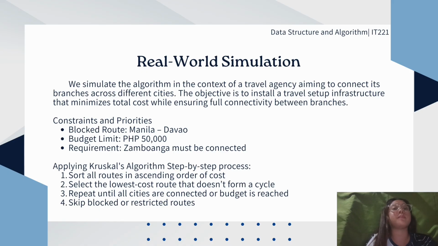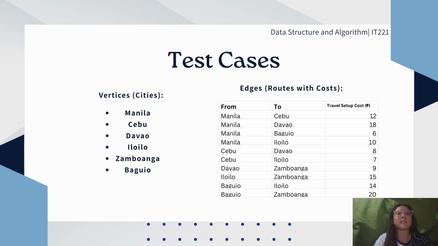Here we have a total of 6 vertices or cities, namely Manila, Cebu, Davao, Iloilo, Zamboanga, and Baguio. On the right side, we have the table of the edges, the routes and cost of travel setup. Following the step-by-step process of Kruskal's algorithm, we're going to sort all the edges in ascending order by cost, arranging all the connections based on their setup cost from lowest to highest.